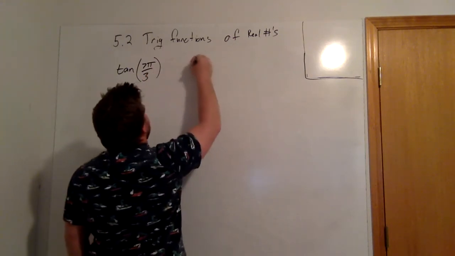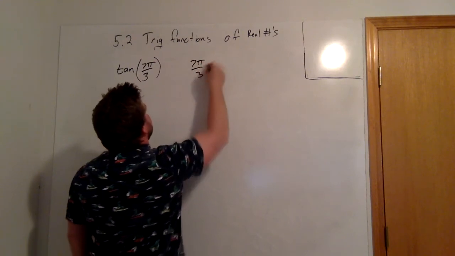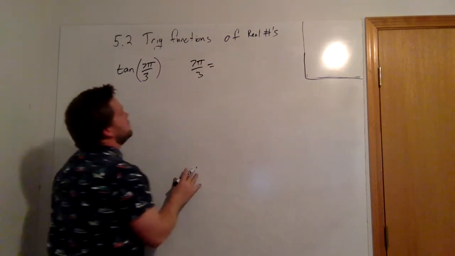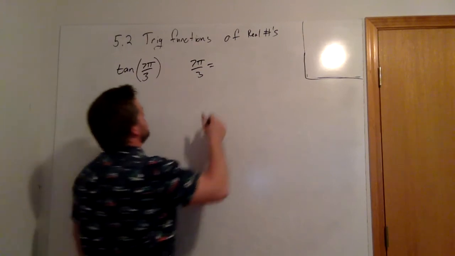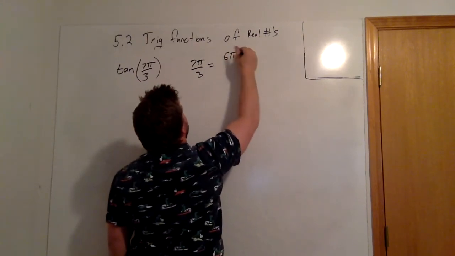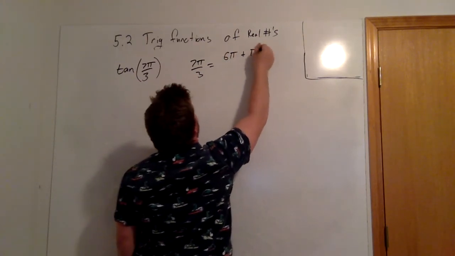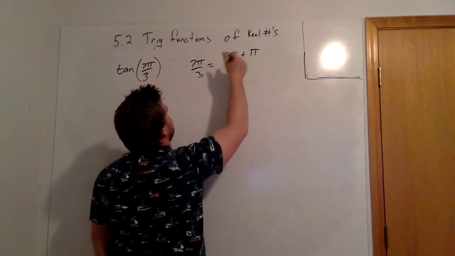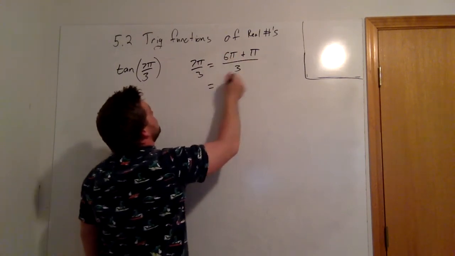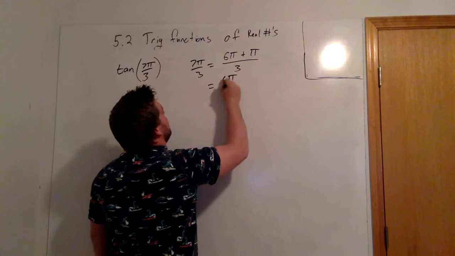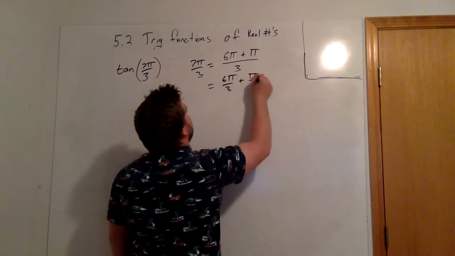So I'm going to rewrite 7 pi over 3. Let's see, 3 goes into 7 2 times. So 2 times 3 is 6. So how about we write this as 6 pi plus an extra pi. 7 pi is the same as 6 pi plus 1 pi over 3. So if I distribute the 3, this is 6 pi over 3 plus pi over 3.